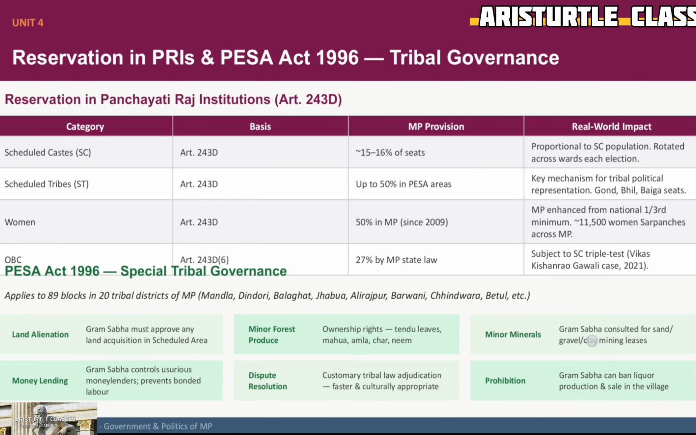So first of all, we have 50% women reservation in Panchayat Raj institutions. We have 27% OBC reservation. We have 50% reservation of ST communities where PESA is executed, and we have around 15% reservation of SC communities. As I have told you earlier, the characteristics of MP are very diverse, so we have to cater to the diversity. That's why we have given reservation to all the communities and all the genders for proper representation.